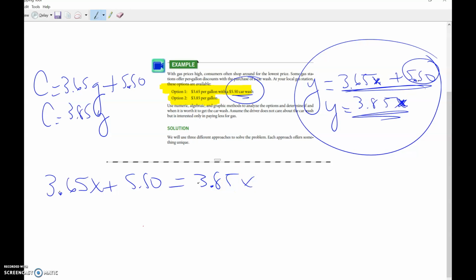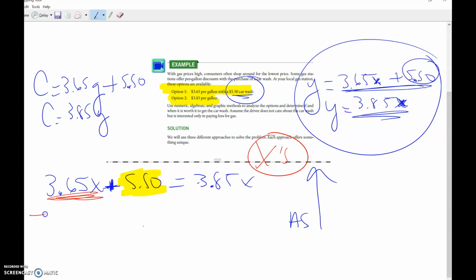All right, so again, I have adding in here, so I need to order of operations backwards, so I'm going to have to do add and subtract first. And notice I only have numbers on this side. This is my only standalone number. The other ones are both x's. So I want to get all my x's to this side, so I need to get rid of this. To get rid of that, I'm going to subtract 3.65x from both sides.